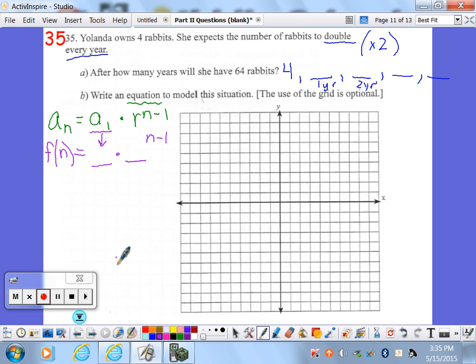The use of a grid is optional here, so if you wanted to, you could plot your points, your sequence as a set of points. So at year 0, or your starting amount, there were 4 rabbits. You could plot that. Year 2, you should have 8. Now you're going to notice you may want to change your scale on your y values so you can make it fit. However, this is just optional, so you do not have to do this. Go ahead and finish writing your equation.